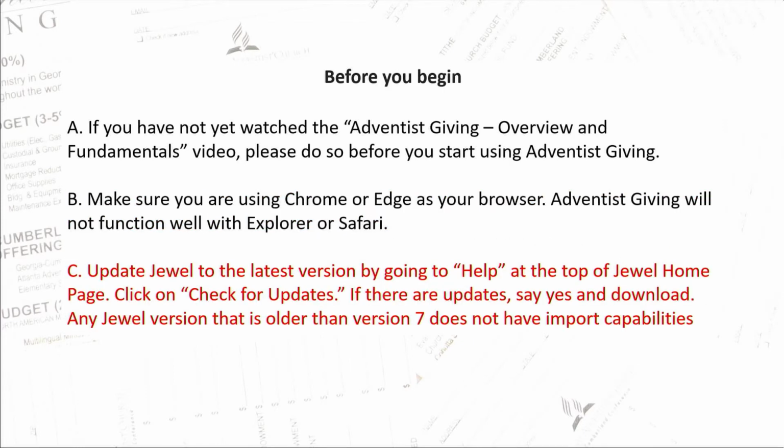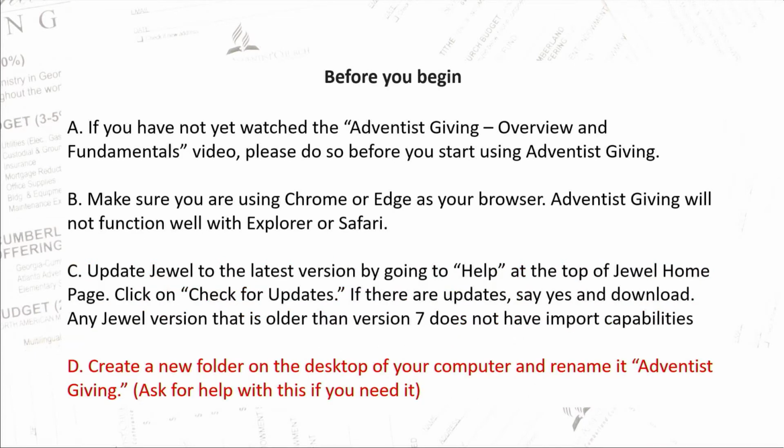Update Jewel to the latest version by going to Help at the top of the Jewel homepage. Click on Check for Updates. If there are updates, say yes and download. Any Jewel version that is older than version 7 does not have import capabilities.